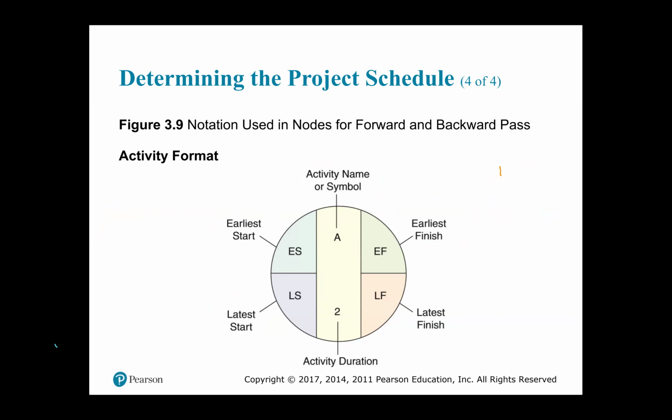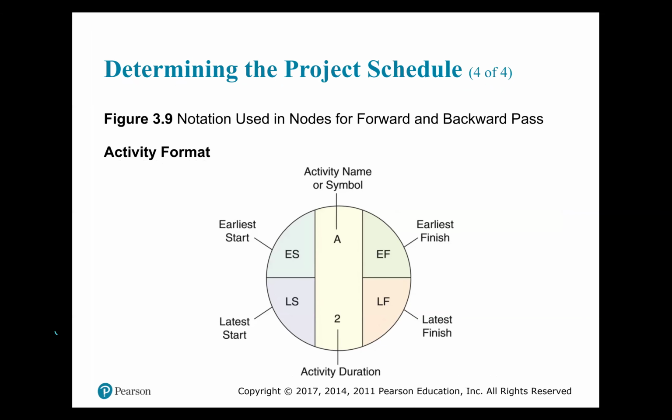So each of the nodes that we drew in the network must be compartmentalized like this. Whether you're using the circle or the square or the rectangle, it must be compartmentalized like this. Remember that we had only focused on being able to draw the network. Now we're going to focus on being able to do a forward pass and a backward pass, meaning we're doing a critical path analysis of the network, right? So I'm going to turn the page.